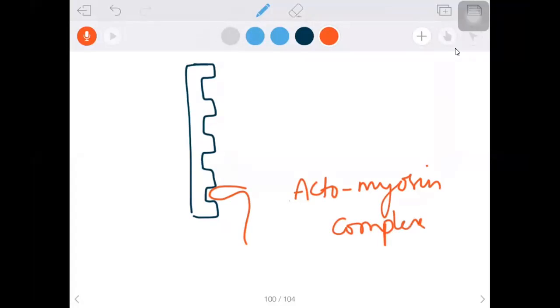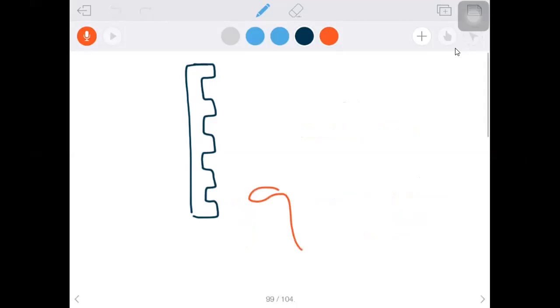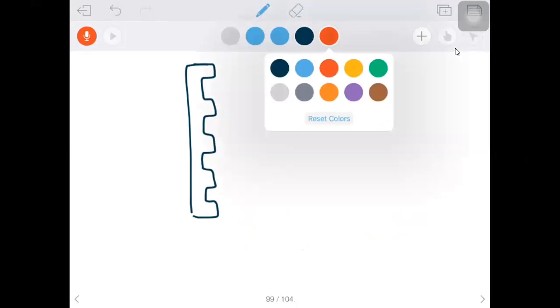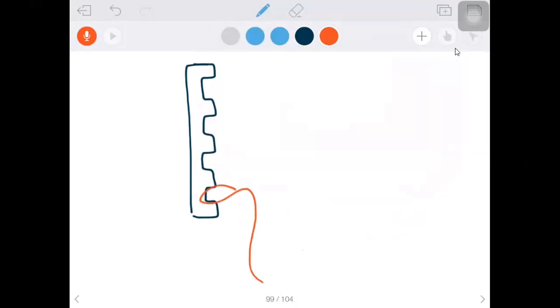And next, step two. What is step two? At present, what is the condition? ADP plus phosphate ions is the condition here. In this particular condition, the actomyosin complex is formed. Next, what next? Liberation of phosphate ions. So let me draw this. Here what is present? ADP plus phosphate ion. Now I am saying the phosphate ion is getting liberated.